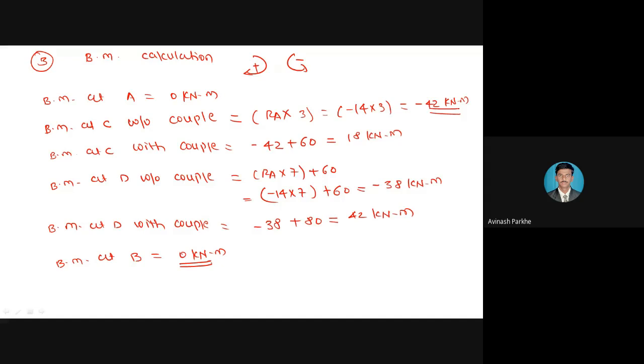What I have done, wherever the couple is applied, at that particular couple point, I have calculated the bending moment 2 times. One is without couple and another is with couple. But while taking the effect of couple, I have taken its direction only, but I have not multiplied by the distances because couple value is already given in the form of kilonewton meter. Therefore, this is about the BM calculation.